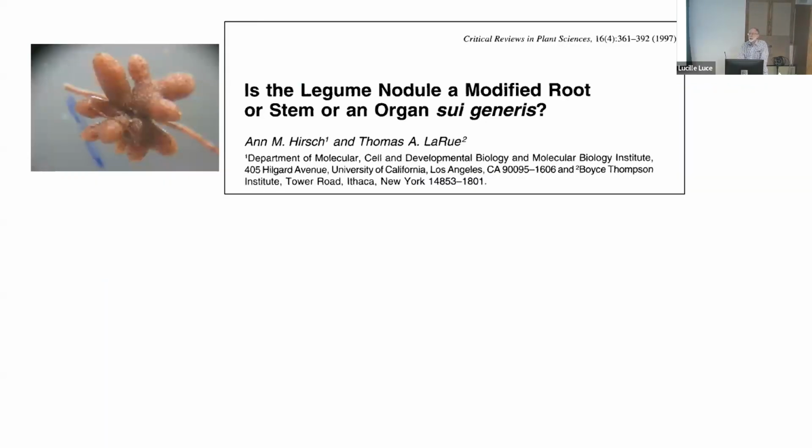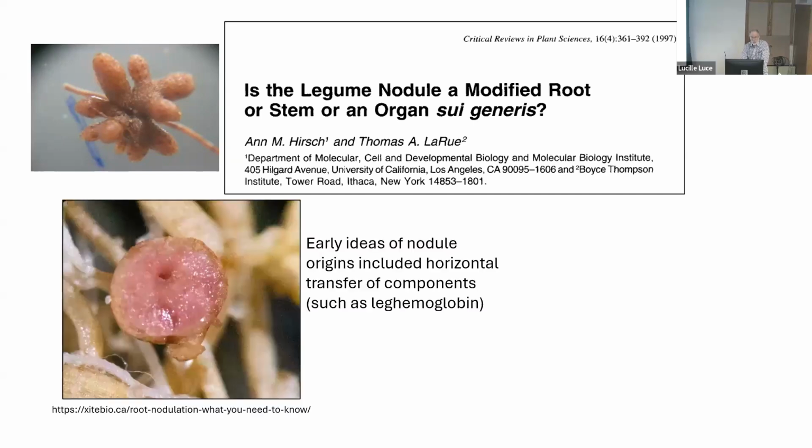A question that's been asked for many years is, what is the nodule exactly? Well, we can look at it and see what it is. It's on the roots, usually the roots, sometimes the shoots of a plant, but where does it come from? And so Ann Hirsch at UCLA and Tom LaRue, who used to be up the road here at Boyce Thompson Institute years back, asked, is it a modified root, a modified stem, or a completely novel organ, an organ sui generis? Early ideas about nodule origins included horizontal transfer of different components, such as leghemoglobin.